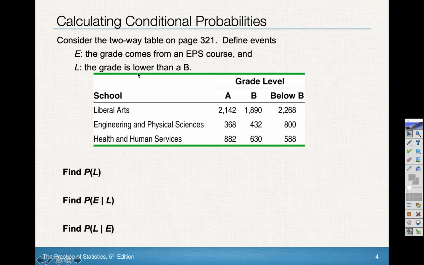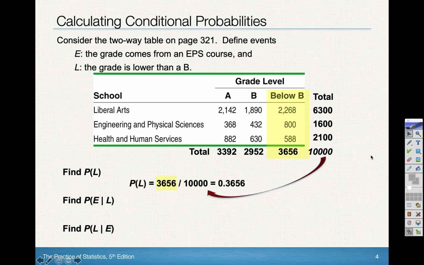Event L is that the grade is lower than a B. So the probability of event L, which means the probability of selecting someone whose grade is below a B, well, the first thing we have to do is find our totals. Here they are. Now the probability that we select a student that has a grade lower than a B is going to be, well, 3,656 kids were below a B, and there were 10,000 total, so it will be 3,656 divided by 10,000.